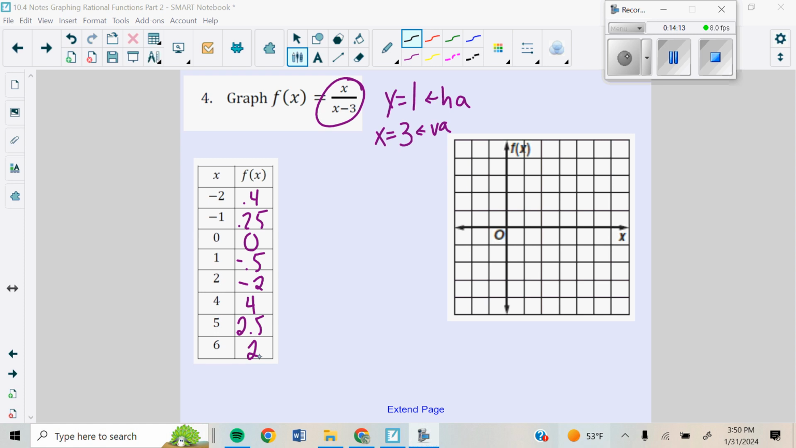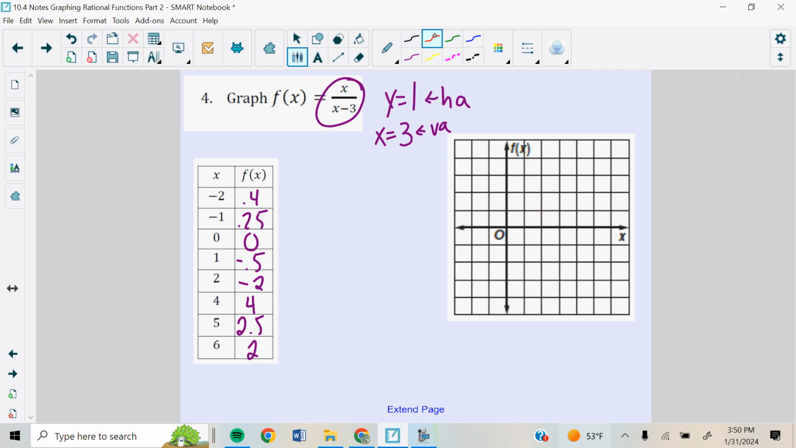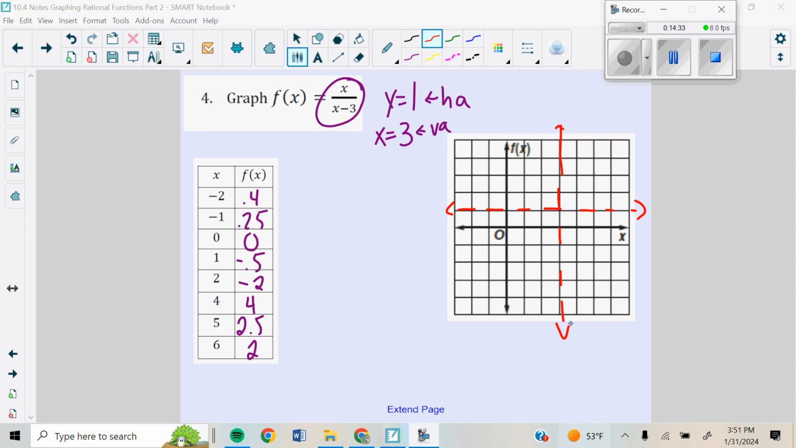We want to go to graphing it. Now I have a horizontal asymptote at 1, so I want to draw that in on my graph. It's a boundary. And I have a vertical asymptote at 3. So 1, 2, 3. And you want to draw that in dotted on your graph also. Okay, so now go ahead and pause the video here and graph these points.